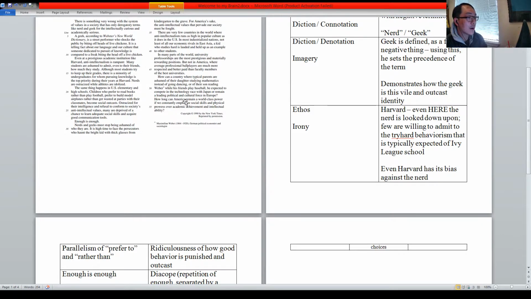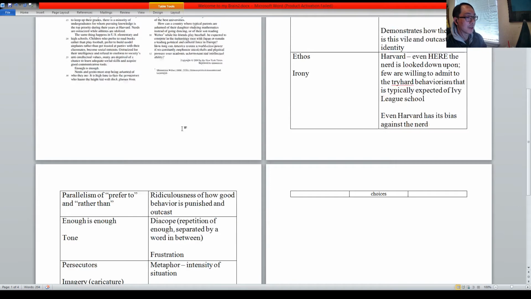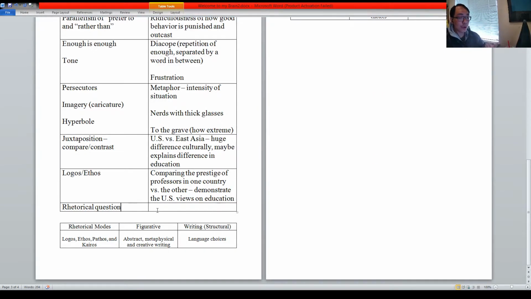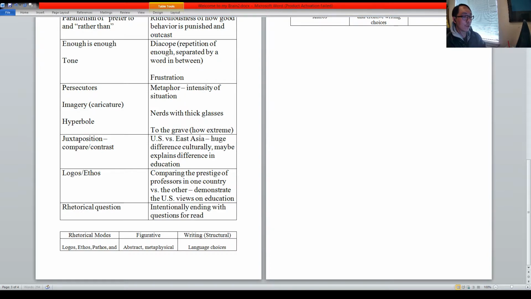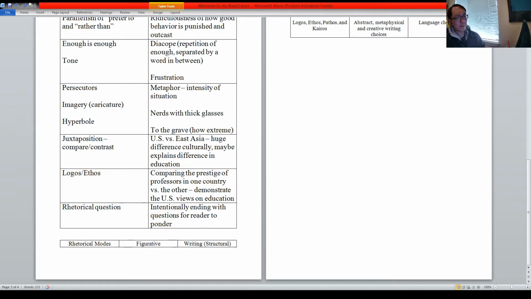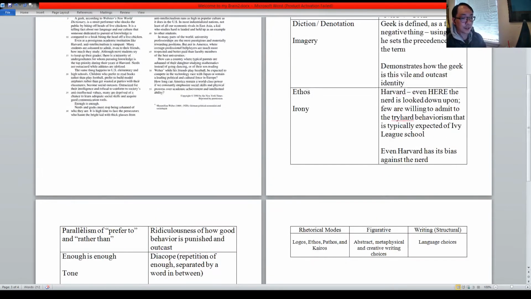How long can America remain a world-class power if we constantly emphasize social skills and physical prowess over academic achievement and intellectual ability? So this one here, another, it ends with two rhetorical questions, right? And maybe the author does that intentionally, ending with questions for the reader to ponder. Kind of thinking like, well, actually that's a question. How can we compete in a world that doesn't respect nerds and so forth there?